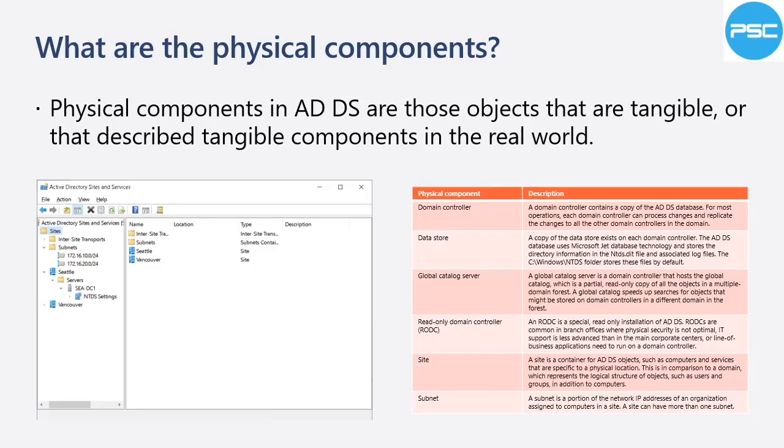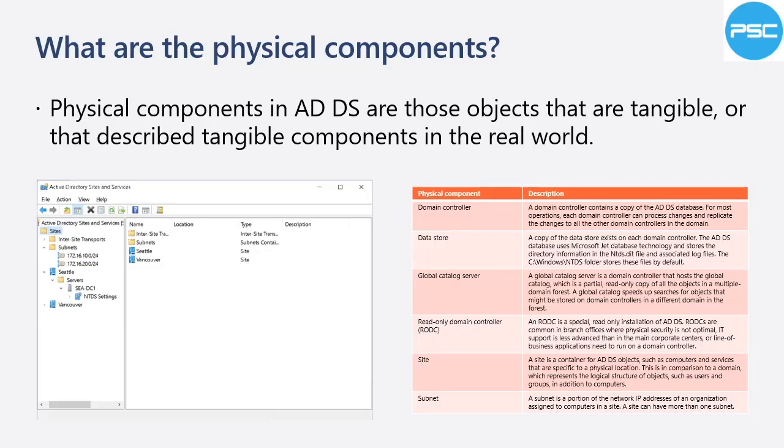The ADDS database uses Microsoft Jet database technology and stores the directory information in the ntds.dit file and associated log files. The C:\Windows\NTDS folder stores these files by default. Global catalog server. A global catalog server is a domain controller that hosts the global catalog, which is a partial, read-only copy of all the objects in a multiple-domain forest. A global catalog speeds up searches for objects that might be stored on domain controllers in a different domain in the forest.